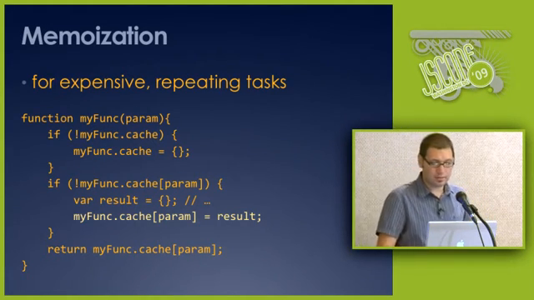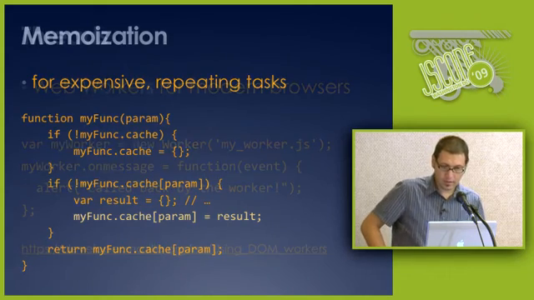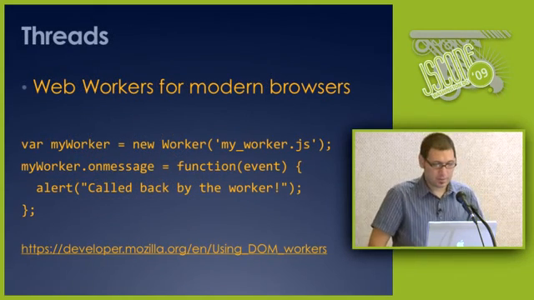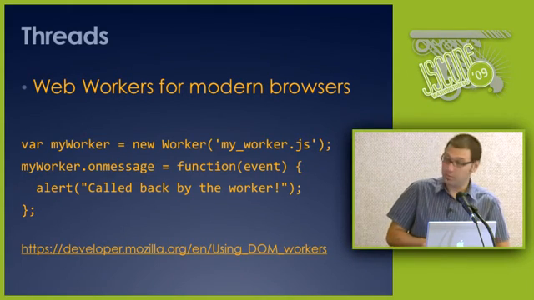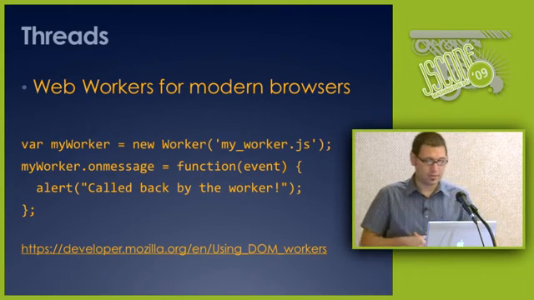so the next time you call the same function with the same parameter, there's no additional calculation. The threads: JavaScript is a single-threaded language, so when you do some really intensive computation, the whole UI freezes. It's not really friendly.